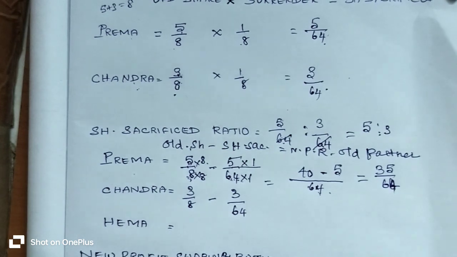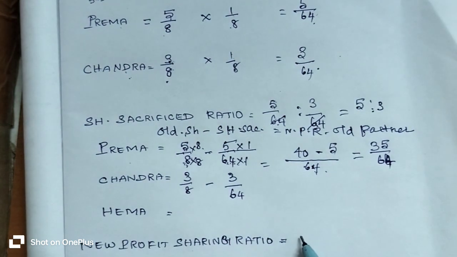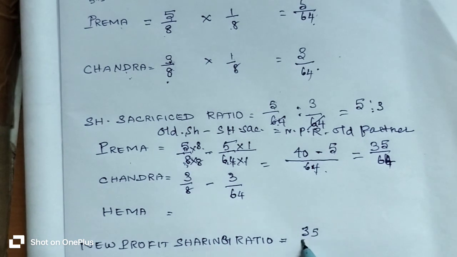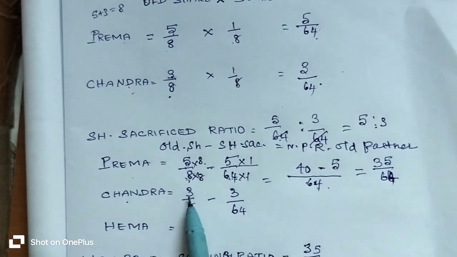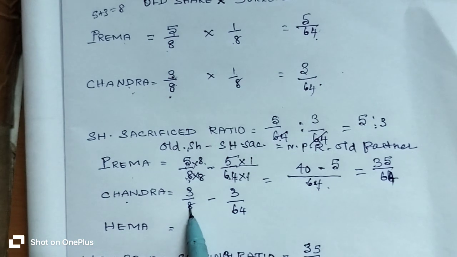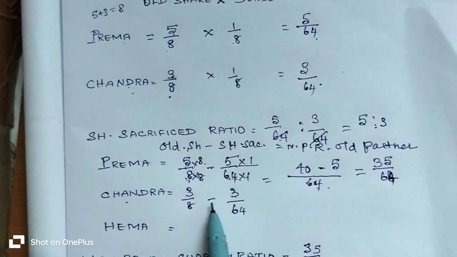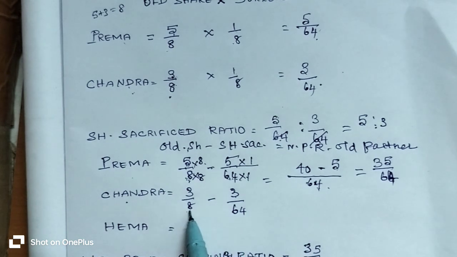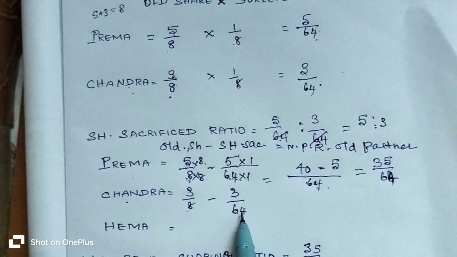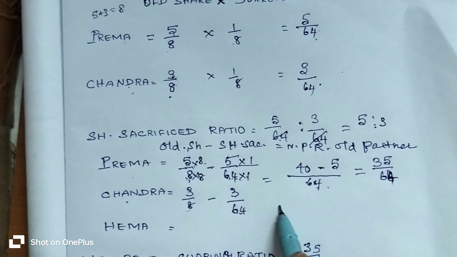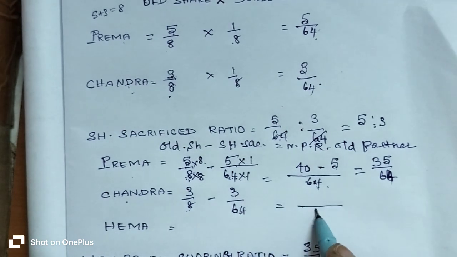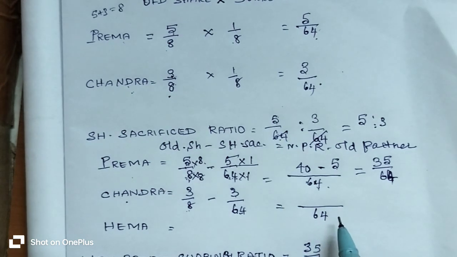Okay. So the new profit sharing ratio of Prema is 35 by 64. Then we are going to find out Chandra's new profit sharing ratio. Chandra's old profit sharing ratio is 3 by 8. Her sacrificing ratio is 3 by 64. Okay. We have to subtract it. So for that we are going to check the denominator. We have different denominators, 8 and 64. 8 is not divisible by 64, but 64 is divisible by 8, 8 times. Okay. So we are going to take 64 as the common number. So we are going to enter 64 in the denominator.